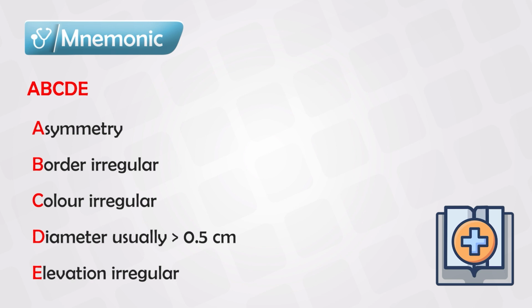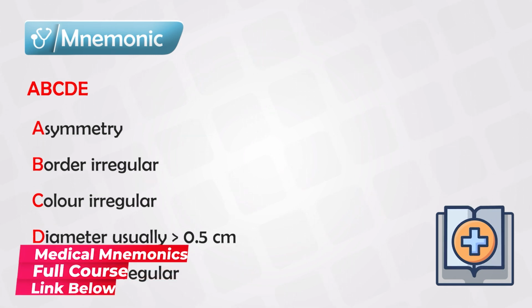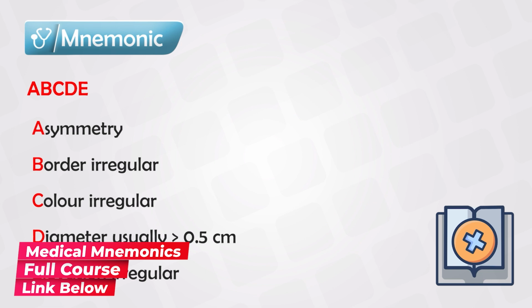So remember ABCDE. A for asymmetry. You will see the mole that is not perfectly symmetrical, so it's not oval or round in shape, but rather branching in every direction. And this makes sense because a malignant mole will try to invade and metastasize. And as it does, it will go in every direction. And so it appears asymmetrical.